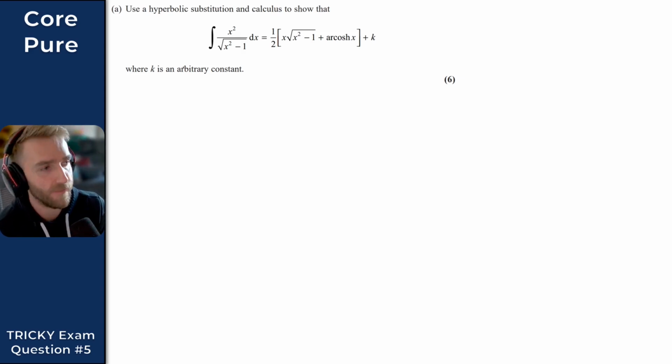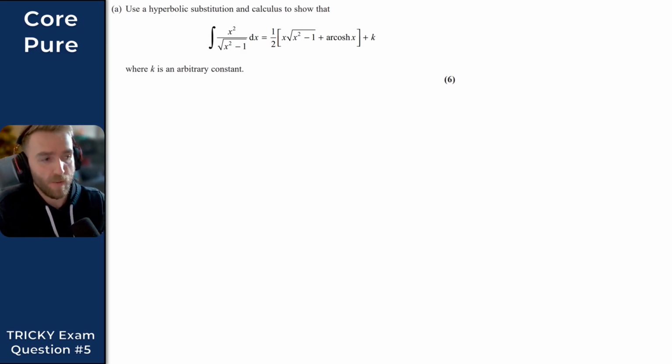So what do we have for this question? All we want to do is use a hyperbolic substitution and a little bit of calculus to show that this integral is equal to this result, where k is just an arbitrary constant. When it says that k is an arbitrary constant, it's just saying that k is our constant of integration. Now, where do we begin?